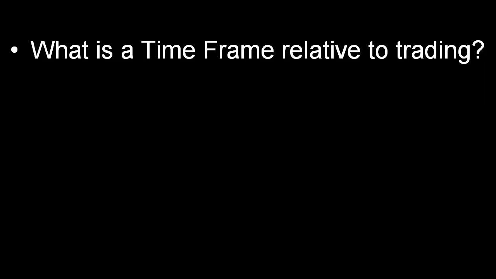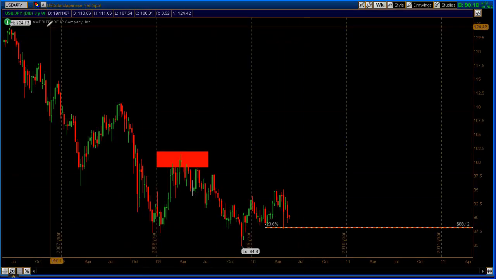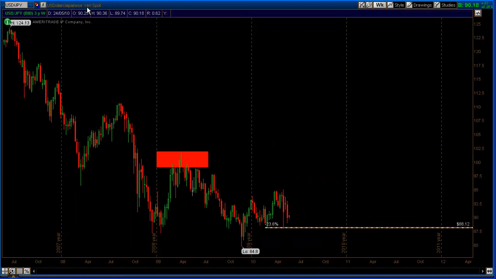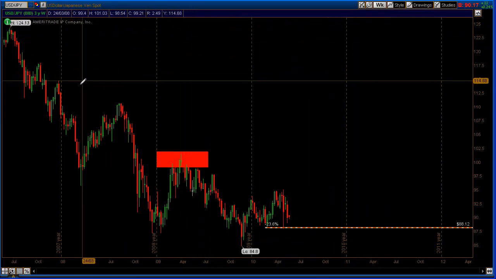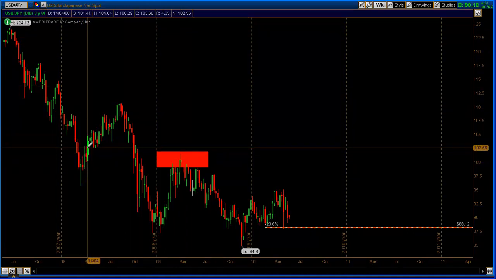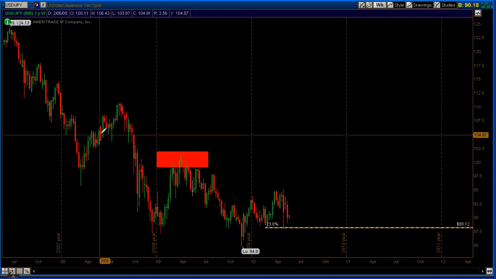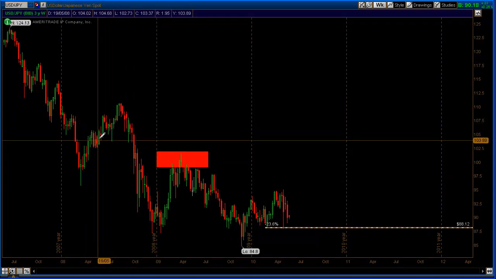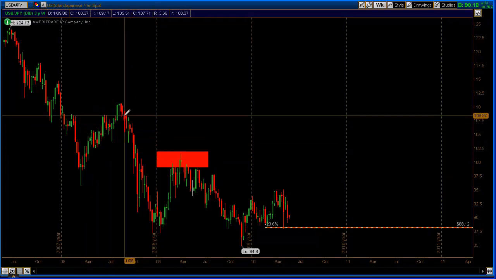Well, if we take a look at a basic chart, this is just the US dollar versus the Japanese yen spot chart. And this is a weekly time frame, okay? What that means is every time a new week passes, a different candle is made, formed, and set in place. So each candle represents a different week of trading.